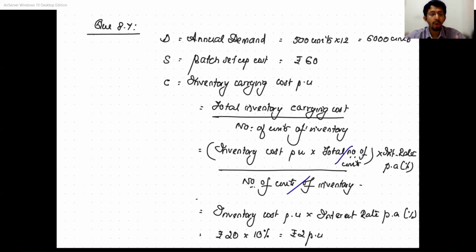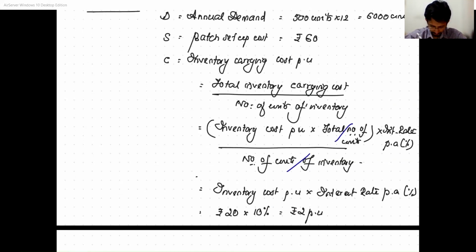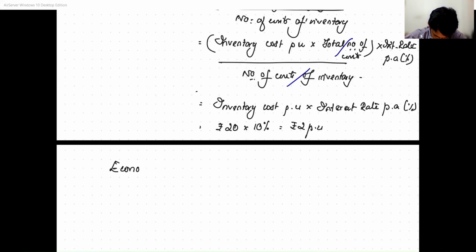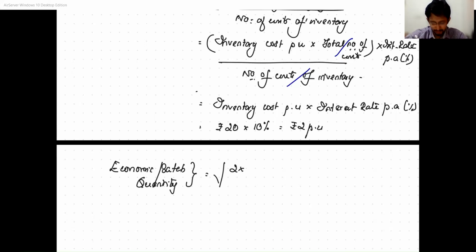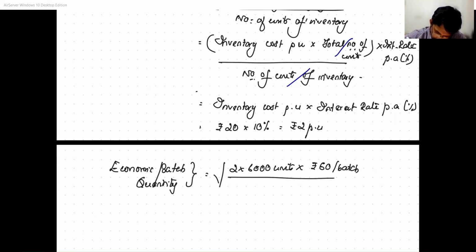Now what do you have to do? You got all these formulas. Now simply substitute that. So economic batch quantity EBQ is equal to 2 into, what is annual demand? It is 6,000 units into, what is the batch cost per unit per batch? It is rupees 60 per batch, whole divided by, now inventory carrying cost is rupees 2 per unit.